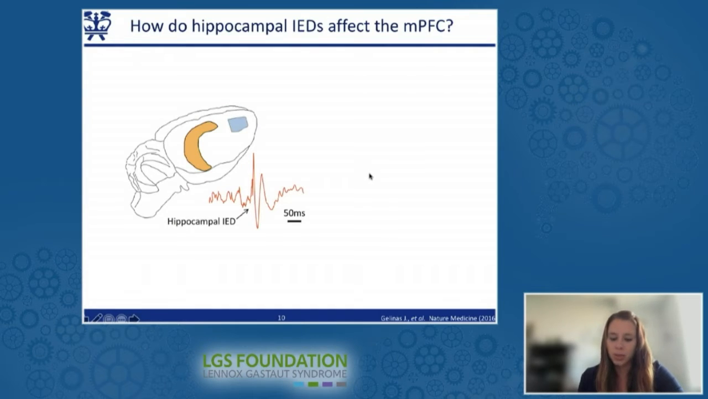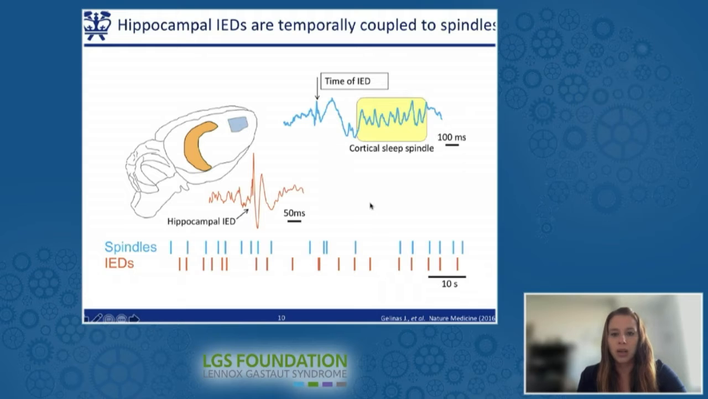So what happens when you introduce IEDs into a large-scale network like this? In our rats, we performed in vivo electrophysiology, as I mentioned, and we induced seizures in our rats, and then these rats developed spontaneous hippocampal IEDs, such as this one here that I'm showing you. And what was very interesting and surprising to us is that actually, after an IED in the hippocampus, you very often saw a spindle in the cortex.